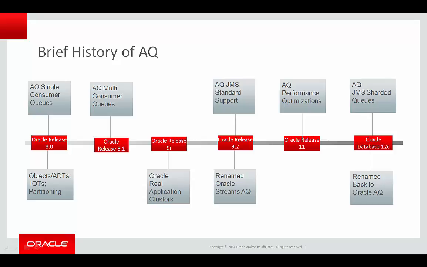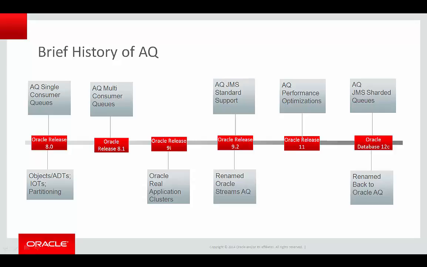In Release 8.1, AQ introduced multi-consumer queues. Multi-consumer queues are analogous to JMS topics, but it actually predates JMS. As a reminder, Release 9.0 is when Oracle RAC, or Real Application Clusters, was introduced. In 9.2, AQ provided support for JMS 1.0. It's also the release when Oracle Streams was introduced, and as part of its infrastructure, AQ was renamed as Oracle Streams AQ. And in the 10g timeframe, AQ was enhanced mostly with Oracle Streams in mind.